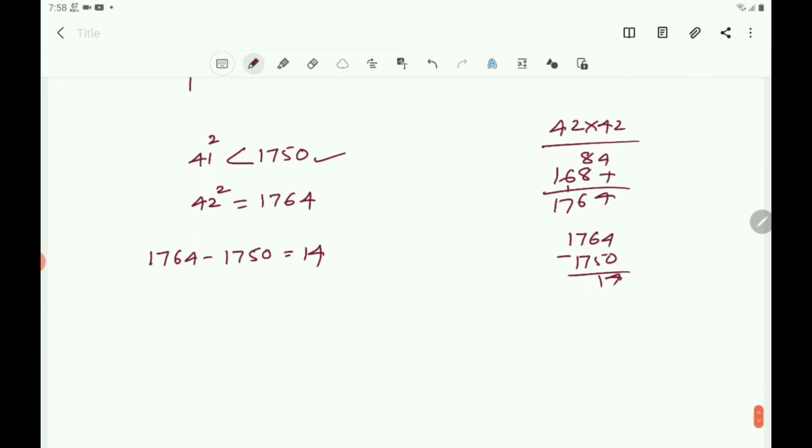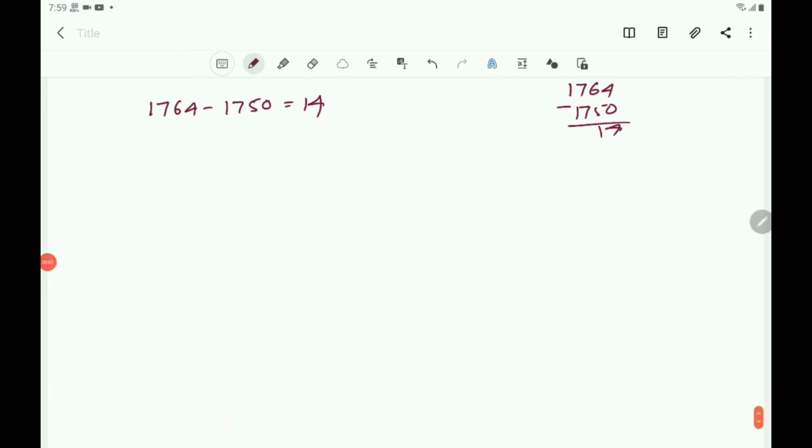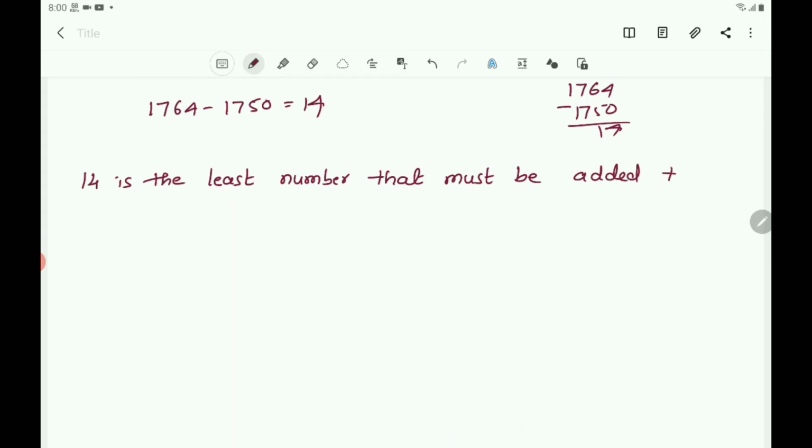So what must be added? So you can write that. So you write 14 is the least number that must be added to 1750 so as to get a perfect square.